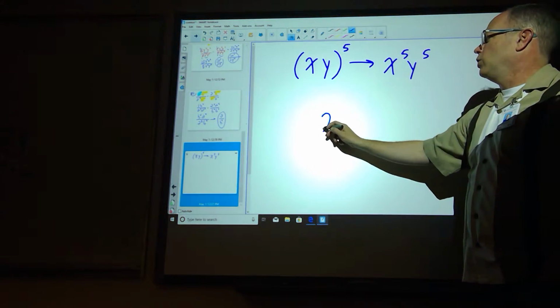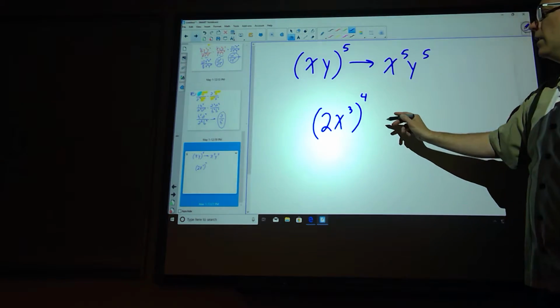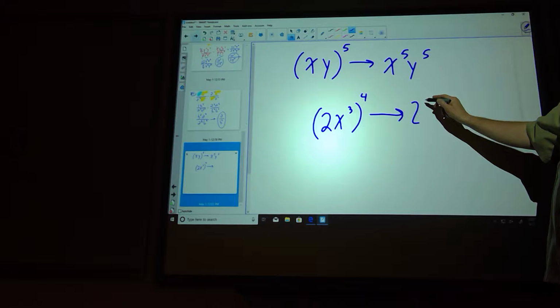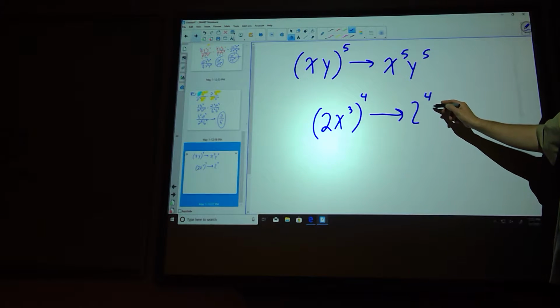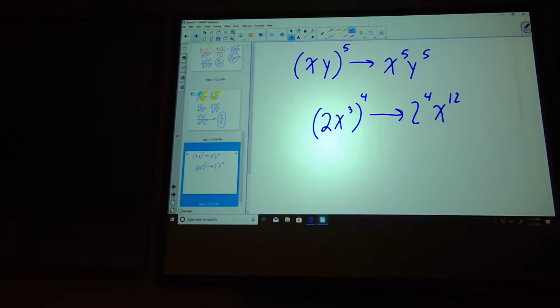So if I had like 2x to the 3rd to the 4th, that's going to give me 2 to the 4th, and then x to the 12th. And 2 to the 4 is 2 times 2, which is 4, times another 2, which is 8, times another 2, which is 16. So I get this. So that's basically the rule we're going to look at now. If we have this exponent outside and you have more terms in there, that distributes to all of them. Okay?